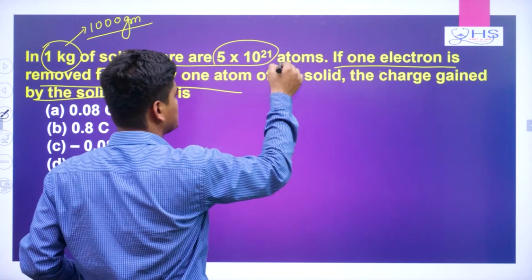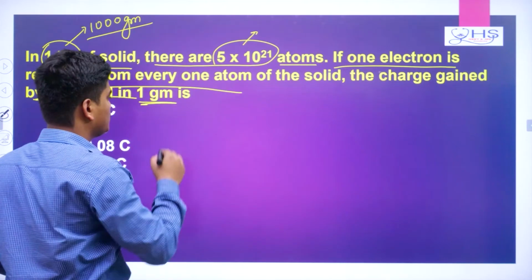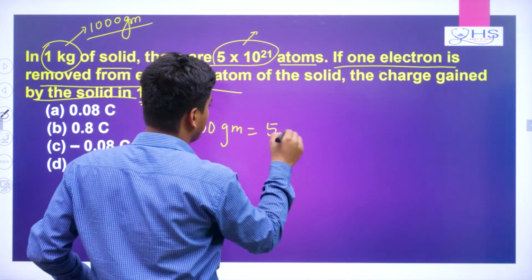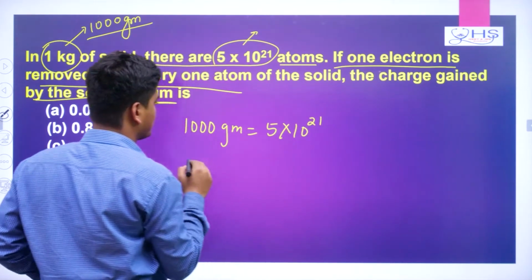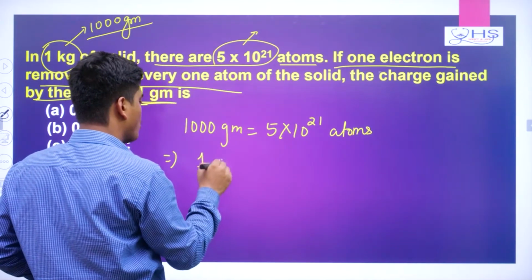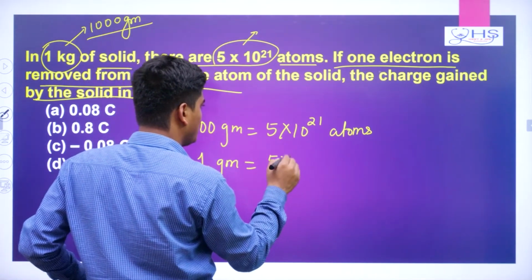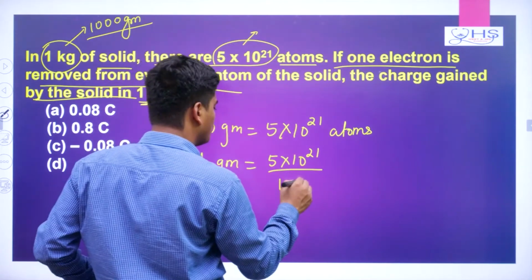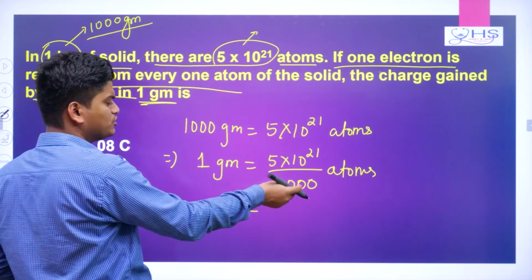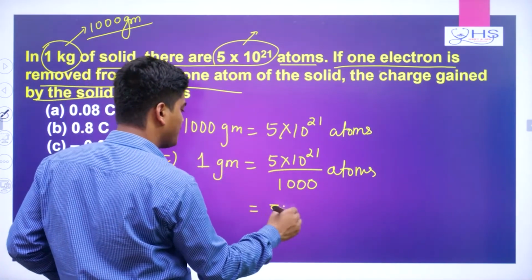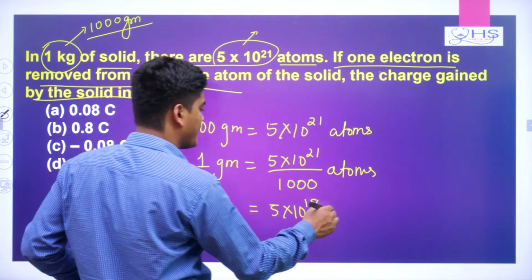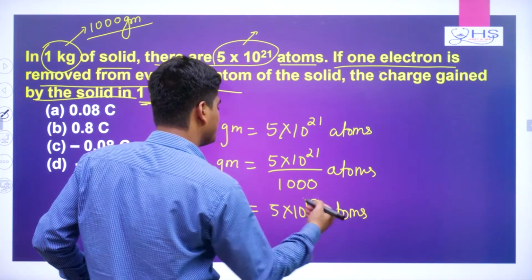Now this many number of atoms are there. That means 1000 gram contains 5 into 10 to the power 21 atoms. That means 1 gram contains 5 into 10 to the power 21 by 1000 atoms. Now 1000 means 10 to the 3, so it will go up and become 5 into 10 to the power 18, because 21 minus 3 will happen. So in 1 gram you have this many atoms, 5 into 10 to the power 18.